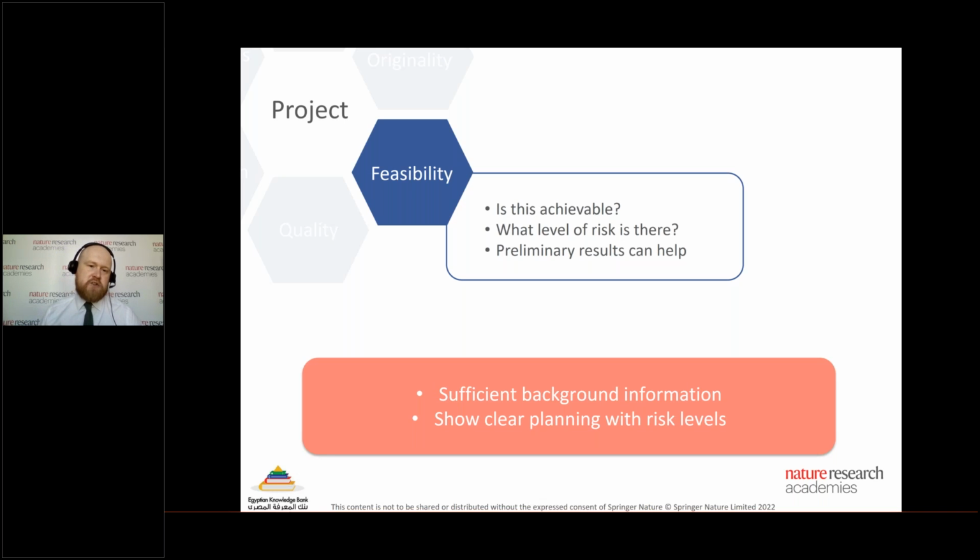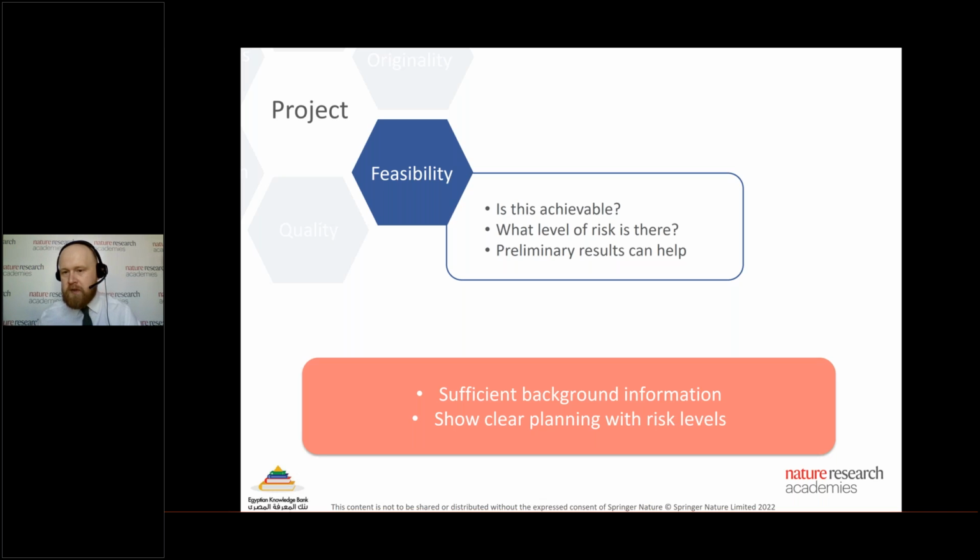One of the next attributes that will be under consideration is the feasibility of your project. And remember, as we said earlier, many funders want low-risk projects with a high return. So they'll simply be asking themselves, are the aims of your study achievable? Are you likely to achieve them? What level of risk is there that it's not going to work at all?